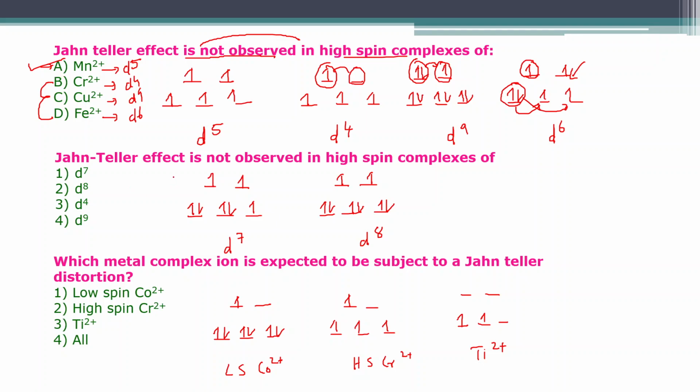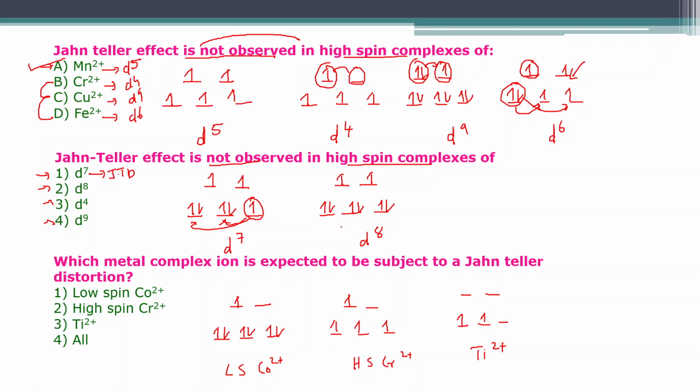And the second question, Jahn-Teller effect is not observed in the high spin complex of here. The configuration is directly given. We just have to write the high spin configurations. First we will write the d7 configuration. d7 is arranged in such a manner that there are possibilities for this unpaired electron to occupy these two orbitals, and three possible arrangements are shown, and we can say they will show electronic degeneracy. So it also has Jahn-Teller distortion.